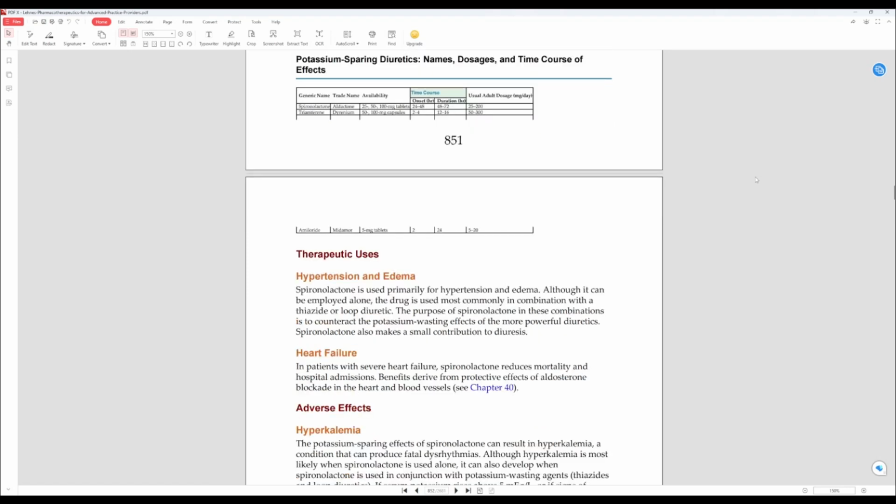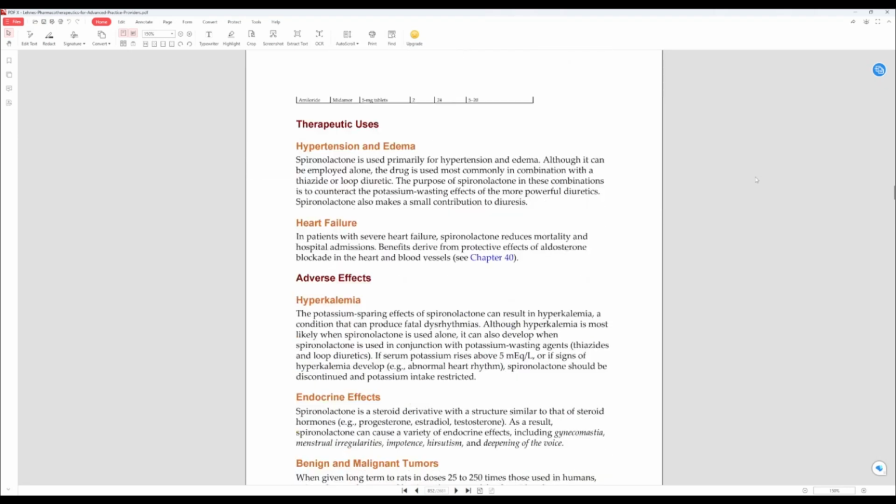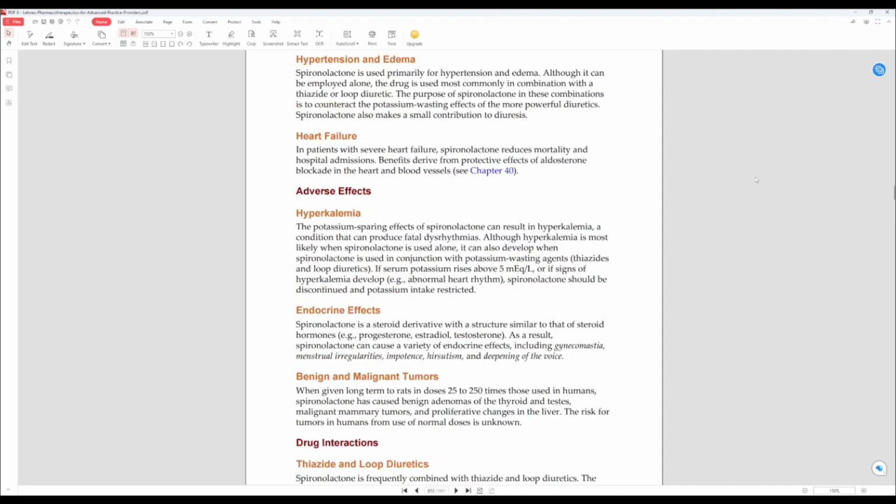So, its therapeutic use: hypertension and edema. Aldactone is used primarily for hypertension and edema. Although it can be employed alone, the drug is used most commonly in combination with a thiazide or loop diuretic. Again, the purpose of Aldactone in these combinations is to counteract the potassium-wasting effect of the more powerful diuretic. Aldactone also makes a small contribution to diuresis if given in monotherapy.